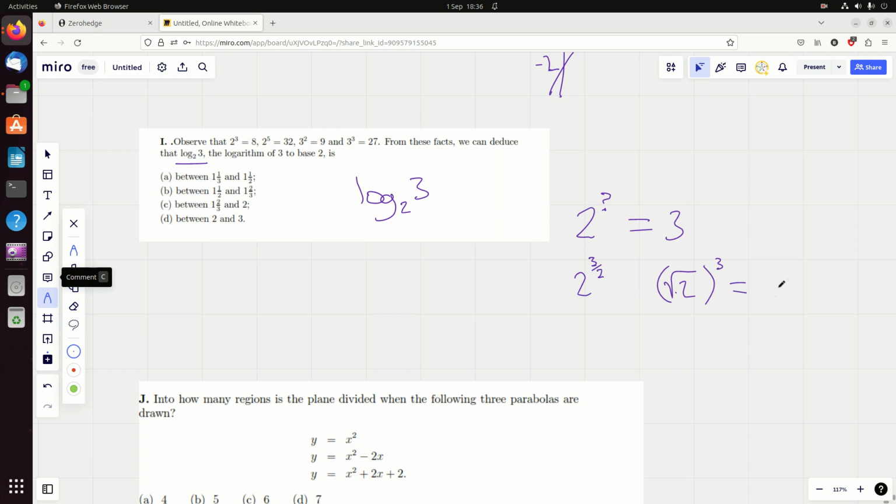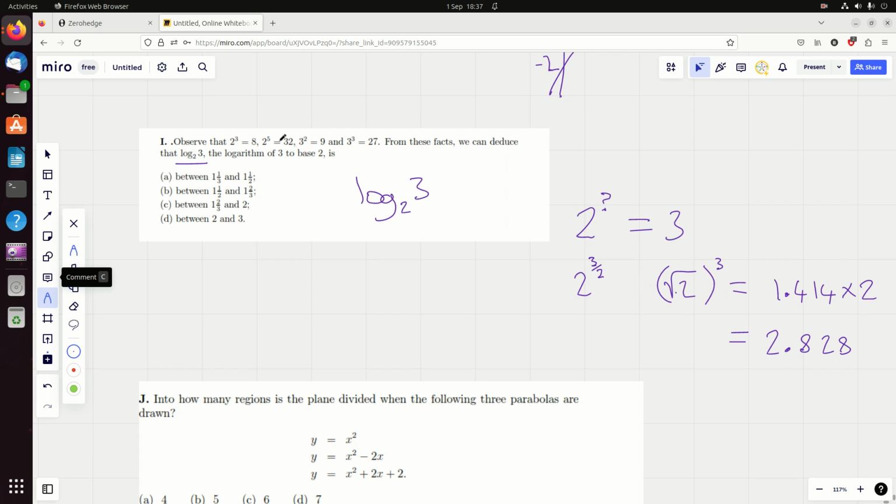Now, I actually know what root 2 is as a decimal. It's 1.414. Yeah, and root 2 times root 2 is 2, so we're actually going to do 2 times 1.414, and that equals 2.828. Yeah, cool. Right, okay, so here's my reasoning. I think I've worked out the answer now.